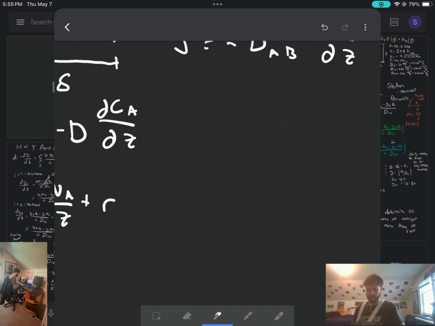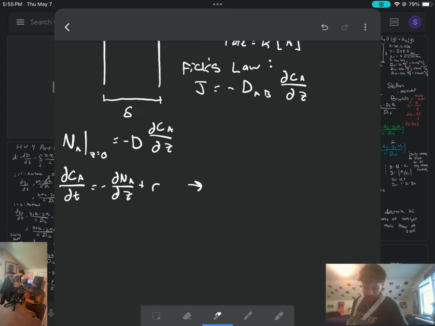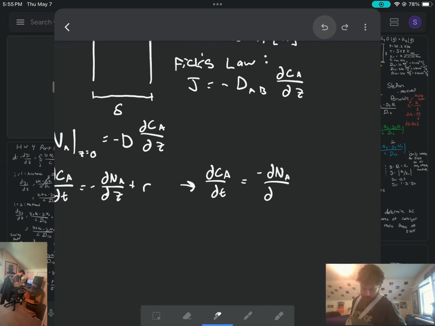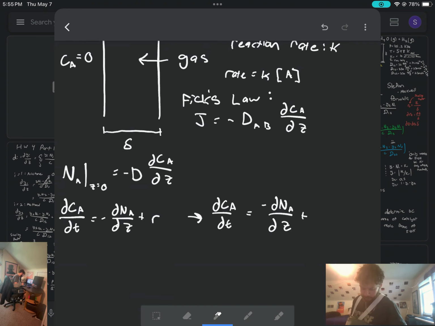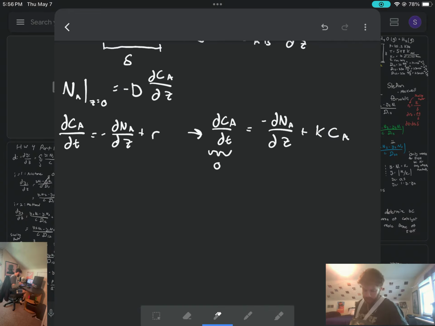So we can simplify this. If we plug in our equation for R, we said our change in concentration with respect to time is equal to the negative change in our molar flux for gas with respect to position plus our constant R, which we said is our rate constant K times our concentration of our gas. Like we said, we're at steady state, so this is going to be equal to 0.